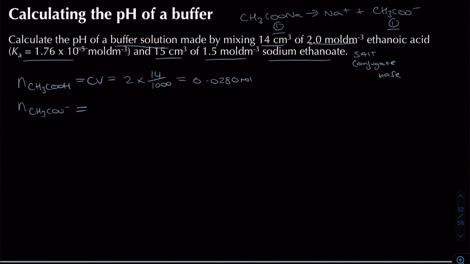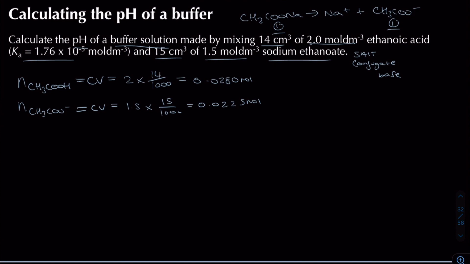So continuing with the rest of this calculation, I'm going to do concentration times volume, which is going to be 1.5 times 15 over 1,000. And so what I end up with is a value of 0.0225 moles itself. So I've got two values for the number of moles.